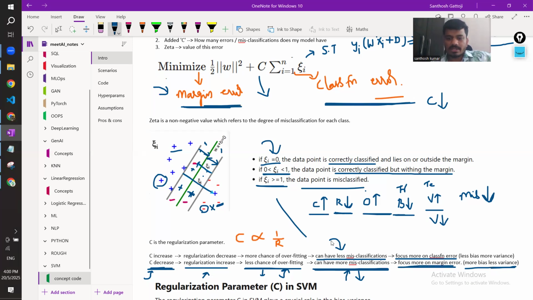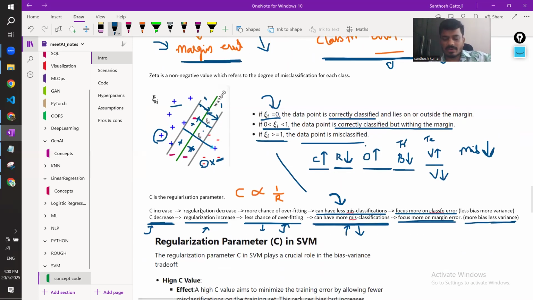But when I'm saying, hey, I don't want that, I want very few misclassifications, what does that mean? This error should be very, very low. I don't want any misclassifications at all. Even if I don't care about the margin error, less or more, I'm fine, but the classification error should be very, very low. The focus is moving to this point. It's just an extra point I have mentioned here.